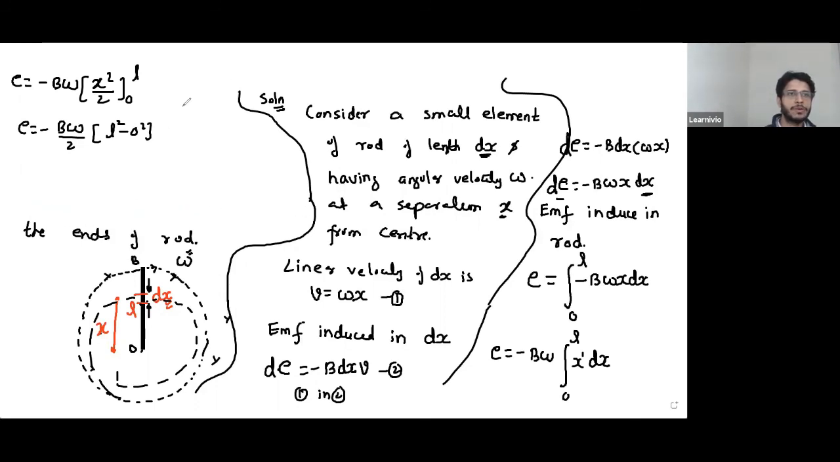So the induced EMF comes out to be minus of B omega L square divided by 2. So this is the EMF induced across the ends of the rod.